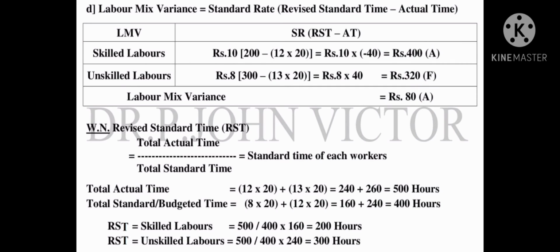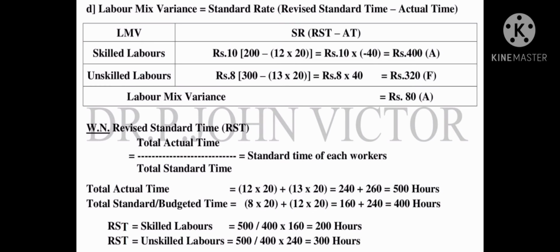Then go for RST, revised standard time. Skilled labors: 500 divided by 400 into 160 equals 200 hours. Likewise, for the unskilled labors, the value is 500 divided by 400 into 240, which is equal to 300 hours. Now by using this, we have to apply it in the formula.